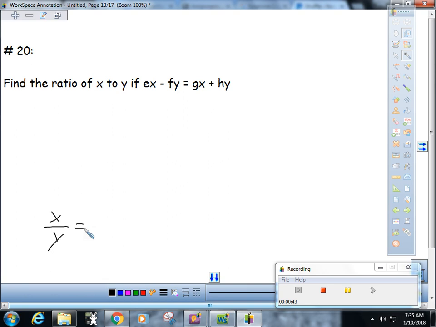The strategy for these is get all the x's on one side, get all the y's on one side, factor, and then divide. So let's rewrite this as ex plus gx equals hy, and just prove to me that you know what you're doing. What's going to be the last thing? Plus fy. I'm going to pause the video real quick.